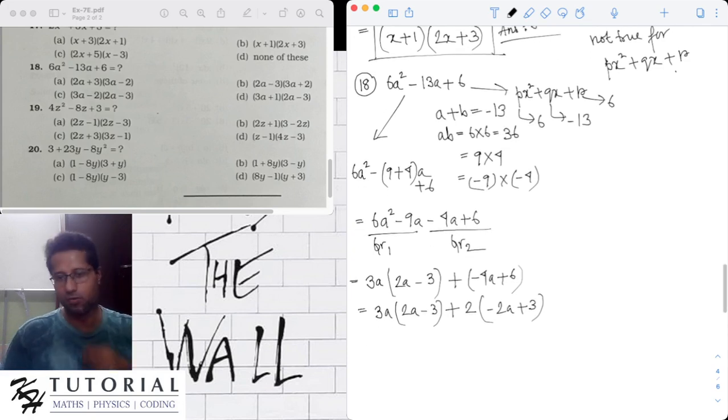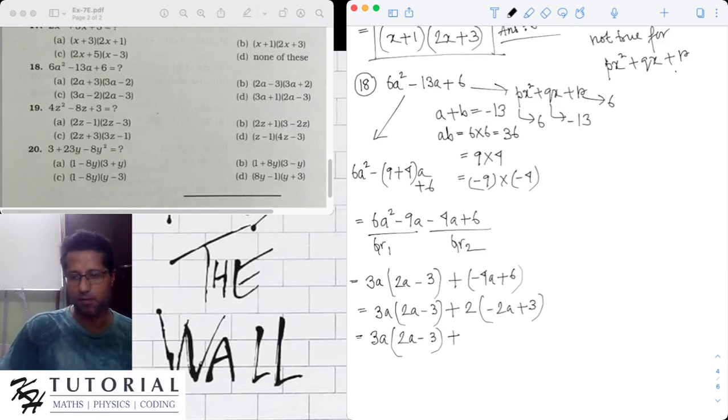Now we can see that the two groups have factors 2a minus 3 and minus 2a plus 3. Even though they are not the same, we can create the same factor by letting the first be 2a minus 3, and from the second group, from the factor minus 2a plus 3, we can take out minus 1 as a common factor, and it will be minus 2 of, we can say, 2a minus 3.